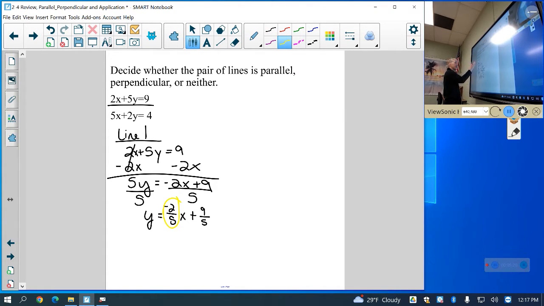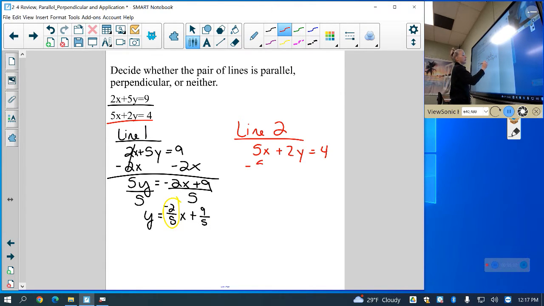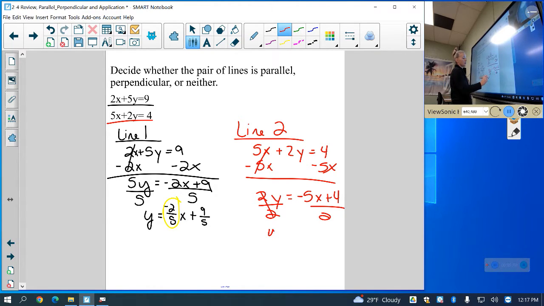Now we have to find the slope of line 2. So here's my line 2. And we're going to go ahead and solve it for y. So I have 5x plus 2y equals 4. Subtract 5x. So I have 2y equals negative 5x plus 4. Divide by 2. And then distribute. So I have y equals negative 5/2 x plus 2. Positive, divide by positive, and positive.